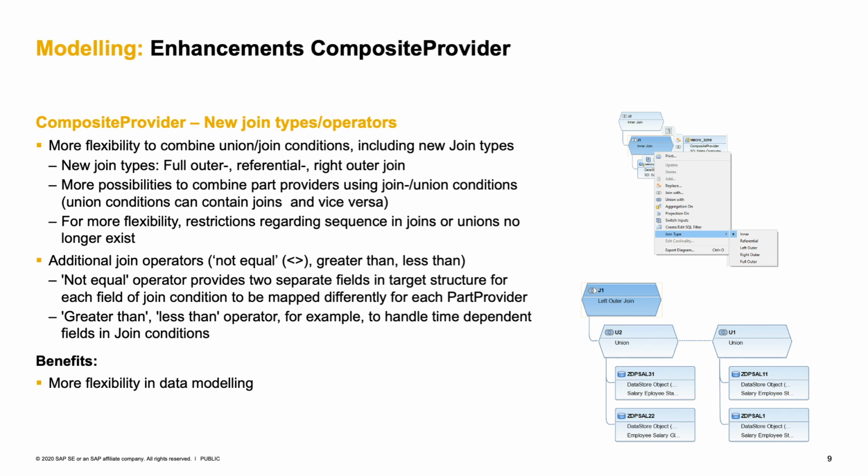Then secondly, we also added new join operators. You might know the equal operator to link the part providers in a join condition. And now we added additional operators, for example, the not equal operator, and also quite interesting, the greater than or less than operator. For example, if you want to model time dependencies in time dependent scenarios, then the greater than less than operator can be quite an interesting option for you to model such scenarios.